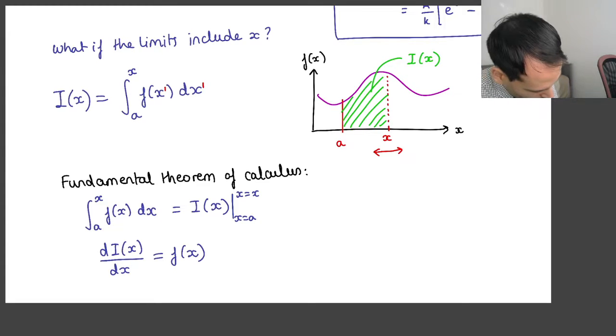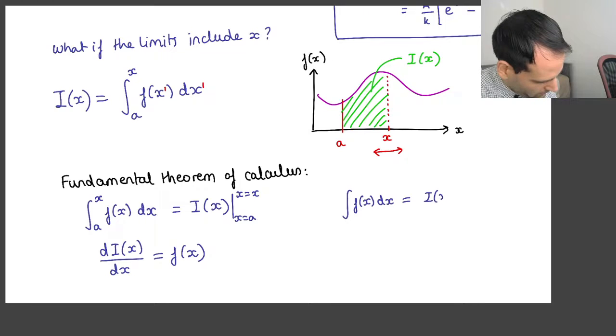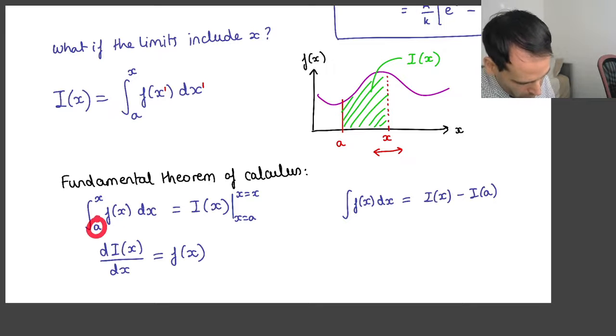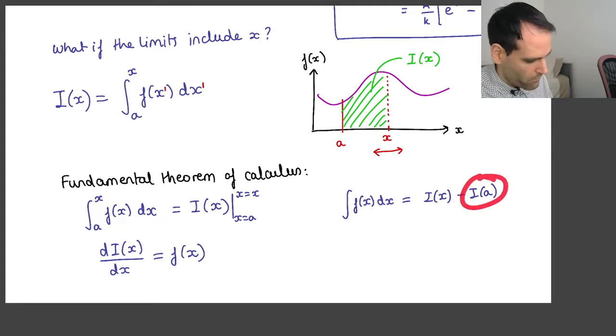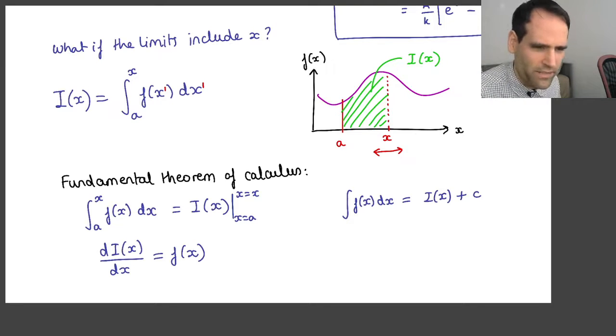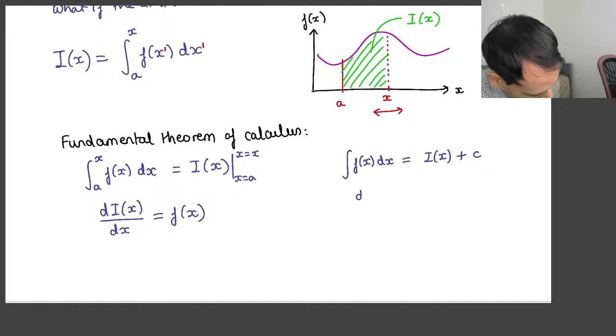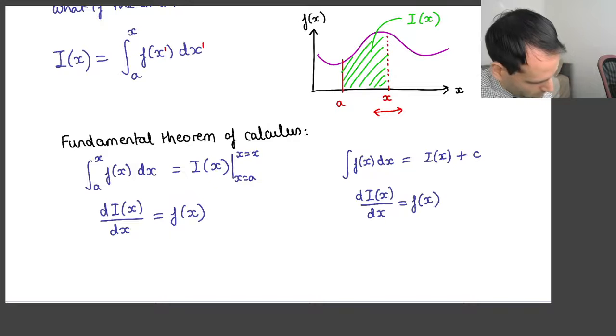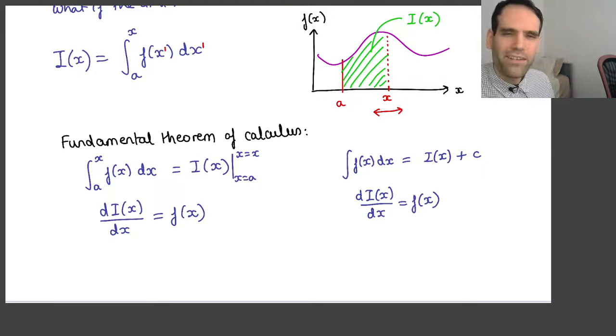This, by the way, is why you can also define the indefinite integral when you don't place any limits. And this is simply equal to I of x minus I of a, but I of a, now you are not making it explicit. So what is a? I don't know, anything. So I of a can be anything. And therefore what we do is we just call this plus c. So that's what we call an indefinite integral. But we still know that the derivative of I of x with respect to x is equal to f of x, because this is the fundamental theorem of calculus.